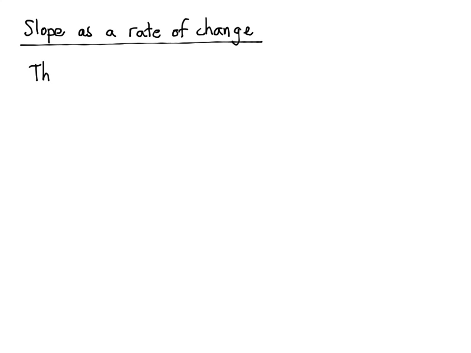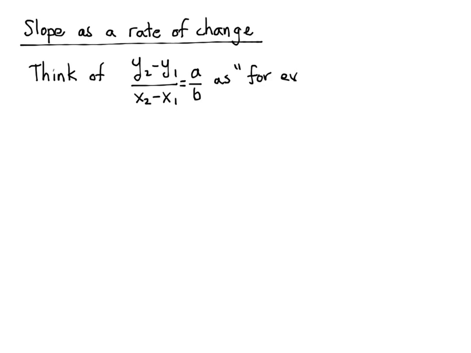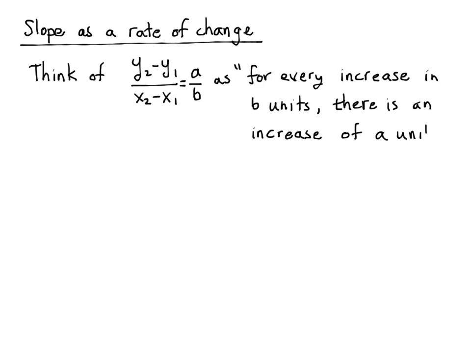So just to put an example around that, if we look at this change as being just a value a over b, we can think of the slope as for every increase in b units, there's an increase of a units. So here, remember, I'm keeping the independent variable x as the thing that I'm looking to change, and then there's a resulting change in a by this ratio.